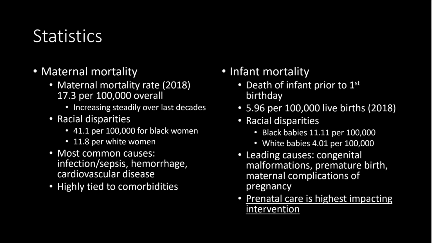So here are some statistics. Maternal mortality, as we discussed before, is the death of a woman during pregnancy or within 6 weeks of the end of the pregnancy, regardless of how that pregnancy ended, not related to accidental or incidental causes. The maternal mortality as of 2018 for the US was 17.3 per 100,000 overall. And this has been a steady increase over the last 3 to 4 decades.